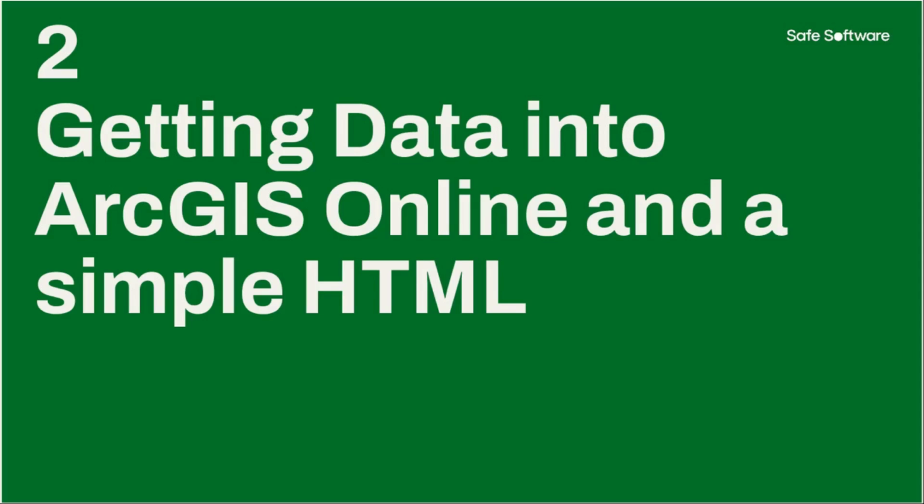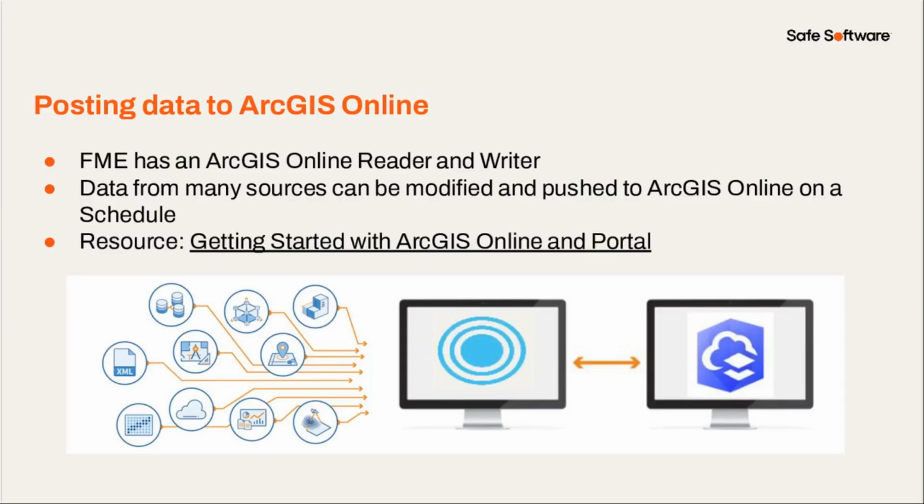In this section, I'm going to show you how easy it is to get your data into ArcGIS Online and also to be represented on a simple HTML page. FME can make this seamless and extremely efficient. FME can both read in data from ArcGIS Online and write it out. Data can be derived from many sources and added to ArcGIS Online on a schedule. We have resources available to help you get started with this process, so be sure to check them out. They're very valuable.